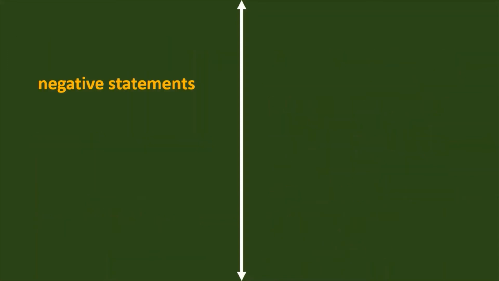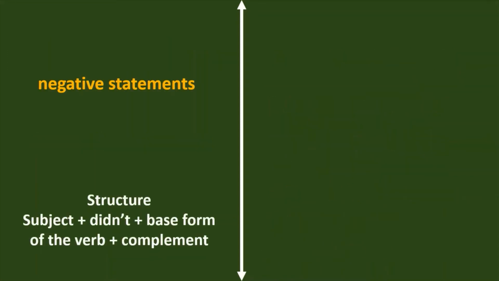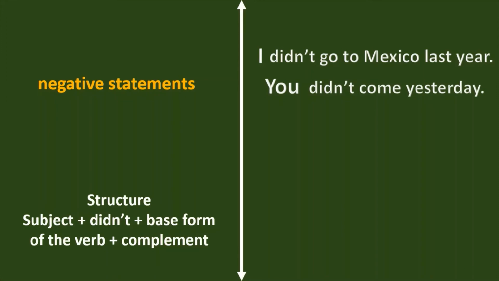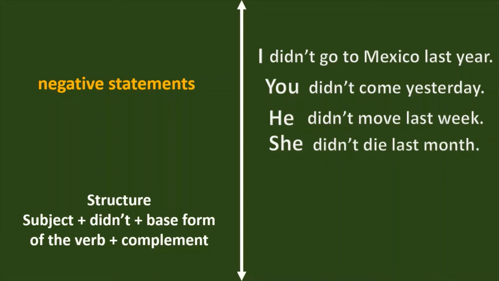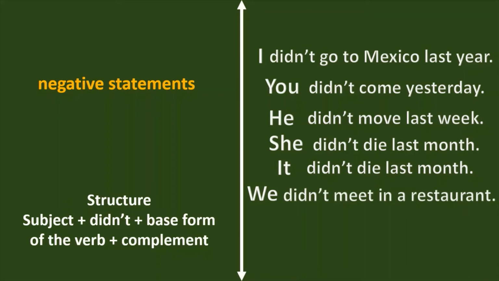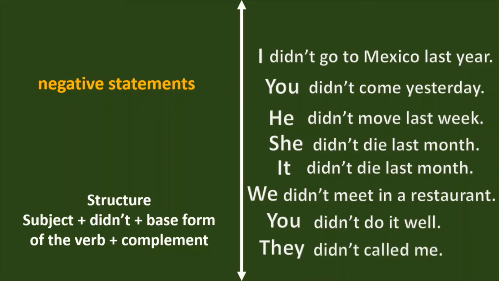Now let's see the negative statements. The structure is subject plus didn't plus base form of the verb plus complement. Some examples: I didn't go to Mexico last year. You didn't come yesterday. He didn't move last week. She didn't die last month. It didn't die last month. We didn't meet in a restaurant. You didn't do it well. They didn't call me.